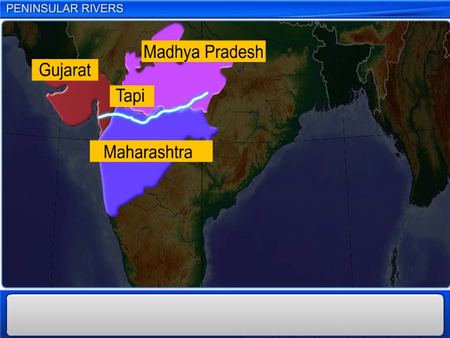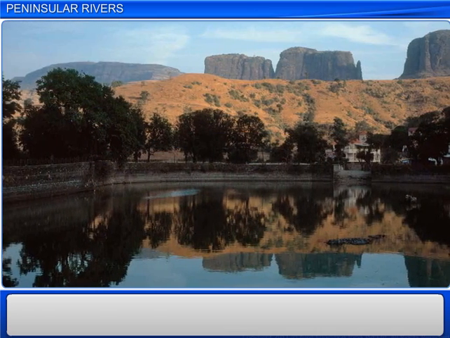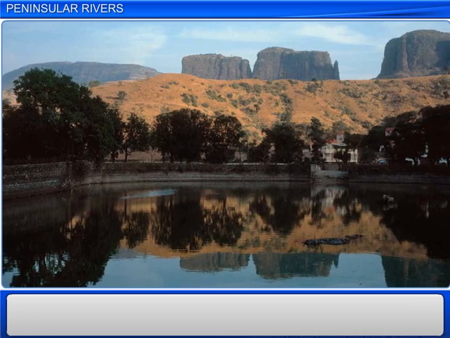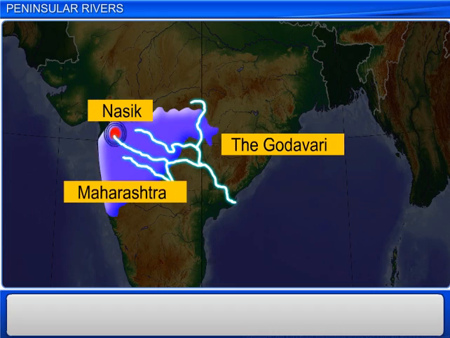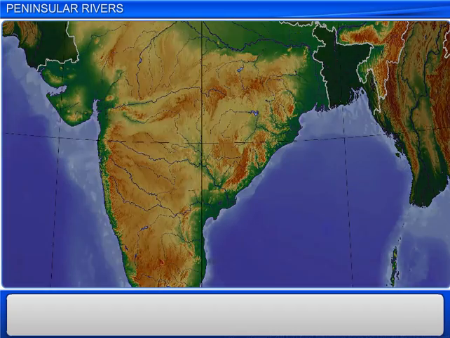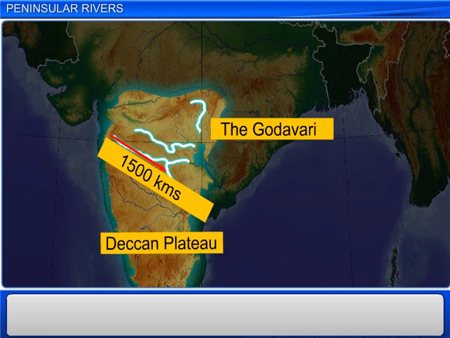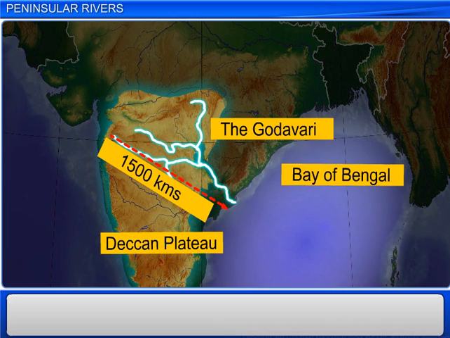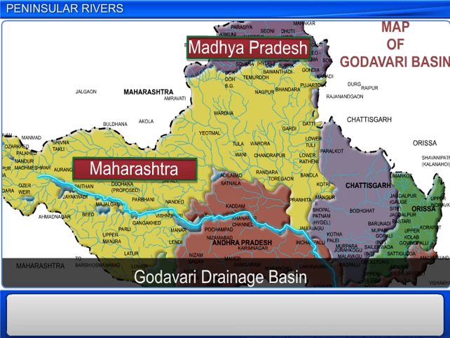The Godavari is the longest and the largest peninsular river. It starts from Trimbak, located in Nasik district of Maharashtra. From here, it flows across the Deccan Plateau for about 1,500 kilometers to drain into the Bay of Bengal. The Godavari drainage basin spans across the states of Maharashtra, Madhya Pradesh, Orissa, and Andhra Pradesh.